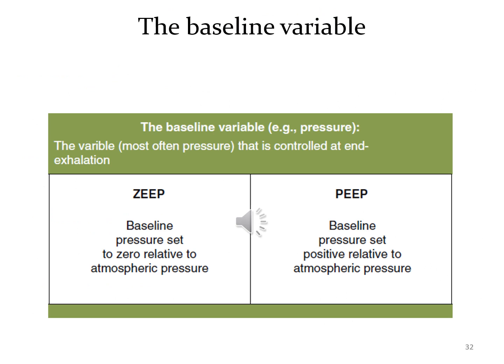The baseline variable is what is controlled during the expiratory phase. Most often, the baseline variable controlled is pressure. The end expiratory pressure may be set to 0 or ZEEP, or a positive pressure may be created at end expiration (PEEP) by the closure of the expiratory valve before the lung has quite emptied.